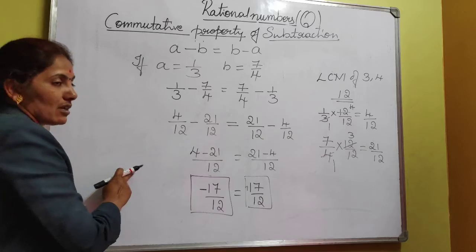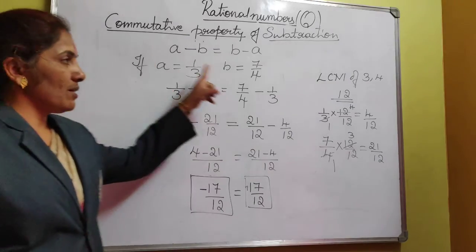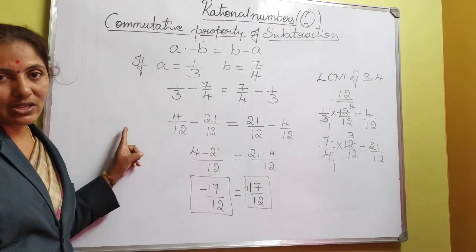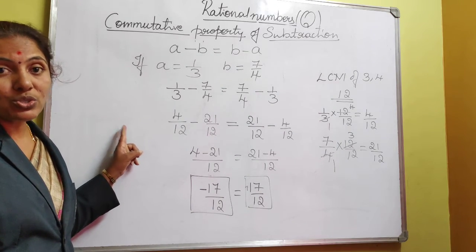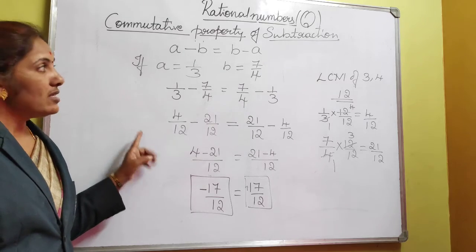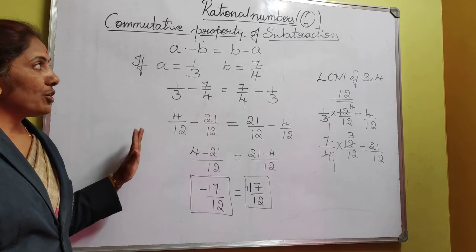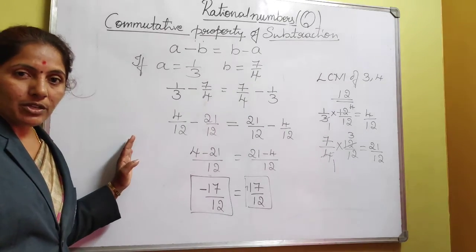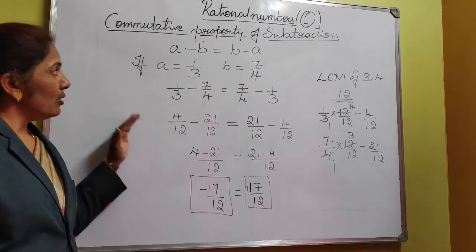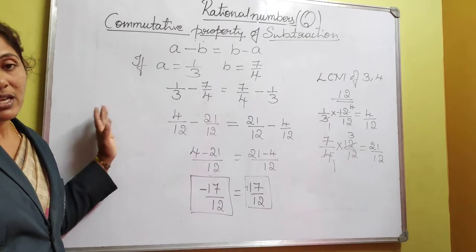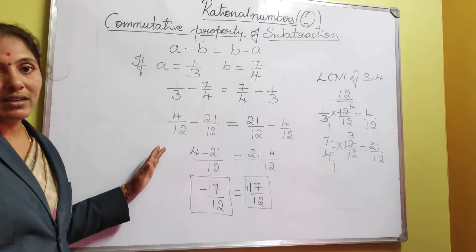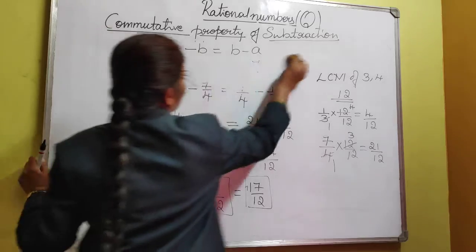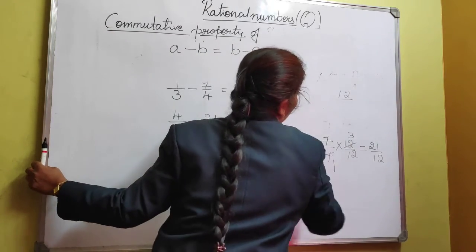So what can I conclude here? The commutative property of subtraction is not satisfied for the rational numbers. It is not closed under rational numbers. So this is all about the commutative property of subtraction. Whereas the commutative property of addition is satisfied, and the commutative property of multiplication is satisfied, the commutative property of subtraction is not closed under rational numbers. Now let us check for division.